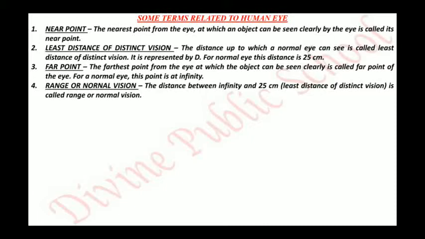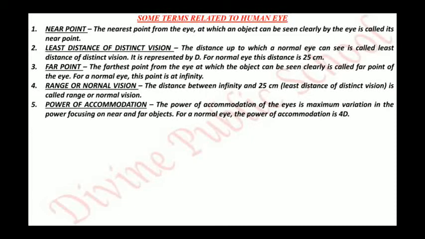The next thing is power of accommodation. What is power of accommodation? Power of accommodation of the eye is the maximum variation in the power of focusing on near and far objects. For a human eye, the power of accommodation is 4 diopter. If an object is at 25 centimeter and the eye lens has to focus on that object, then the focal length of the eye lens is 25 centimeter. When we calculate power, P is equal to 1 upon f, so 1 upon 25 centimeter. Converting to meter, it will be 1 upon 0.25, which is equal to 4.